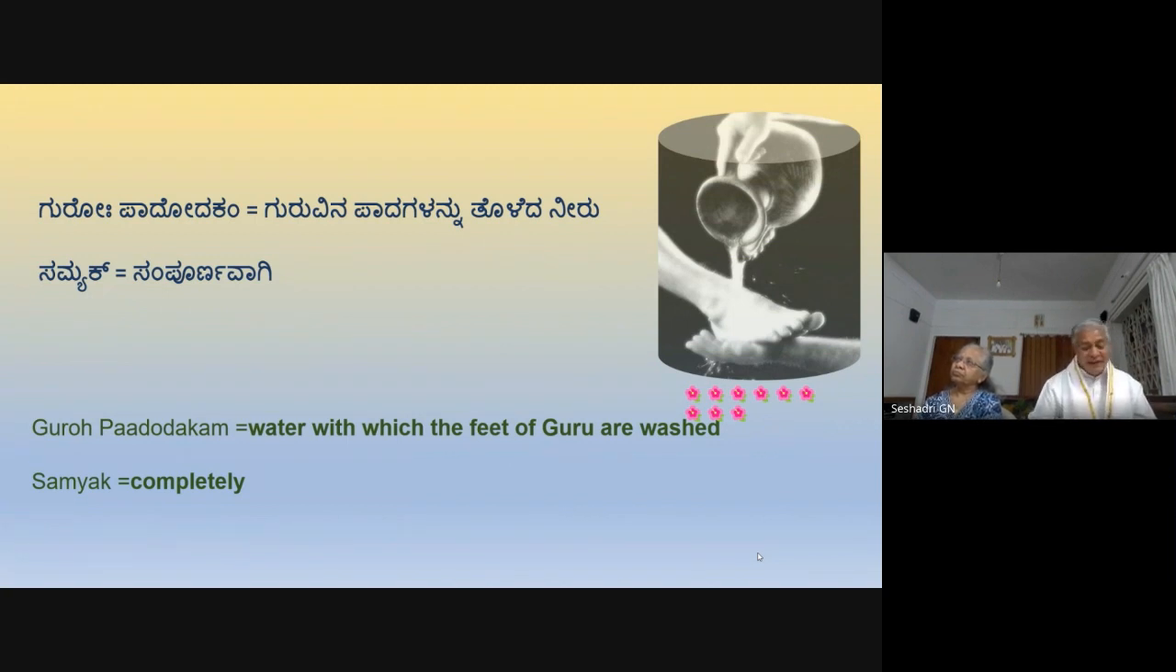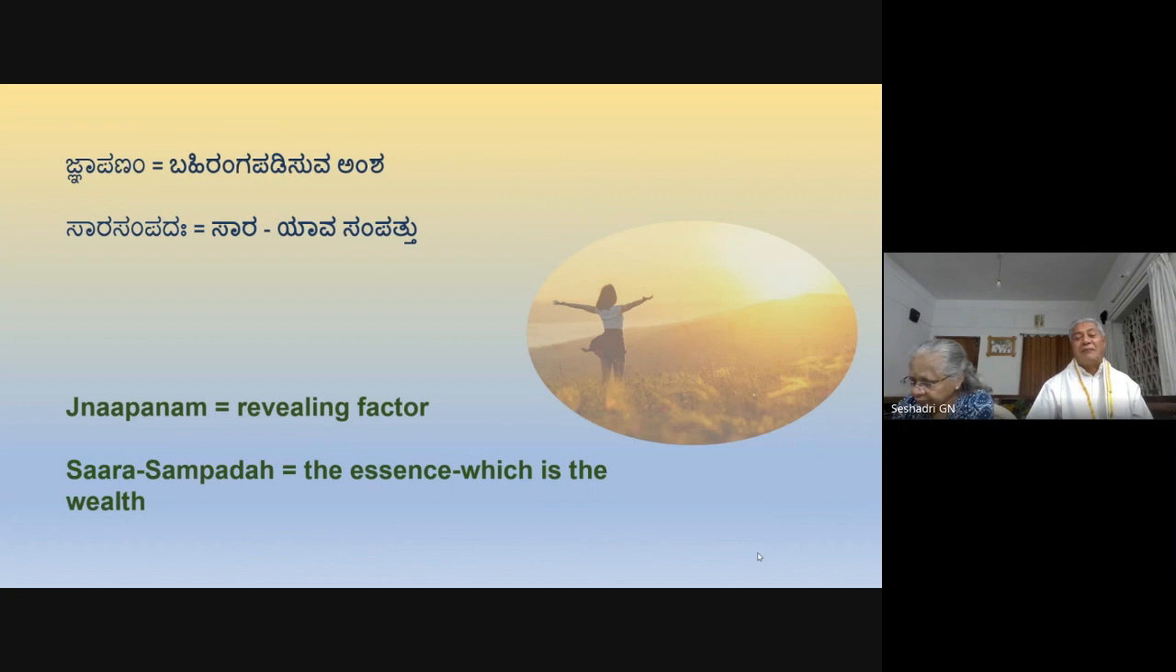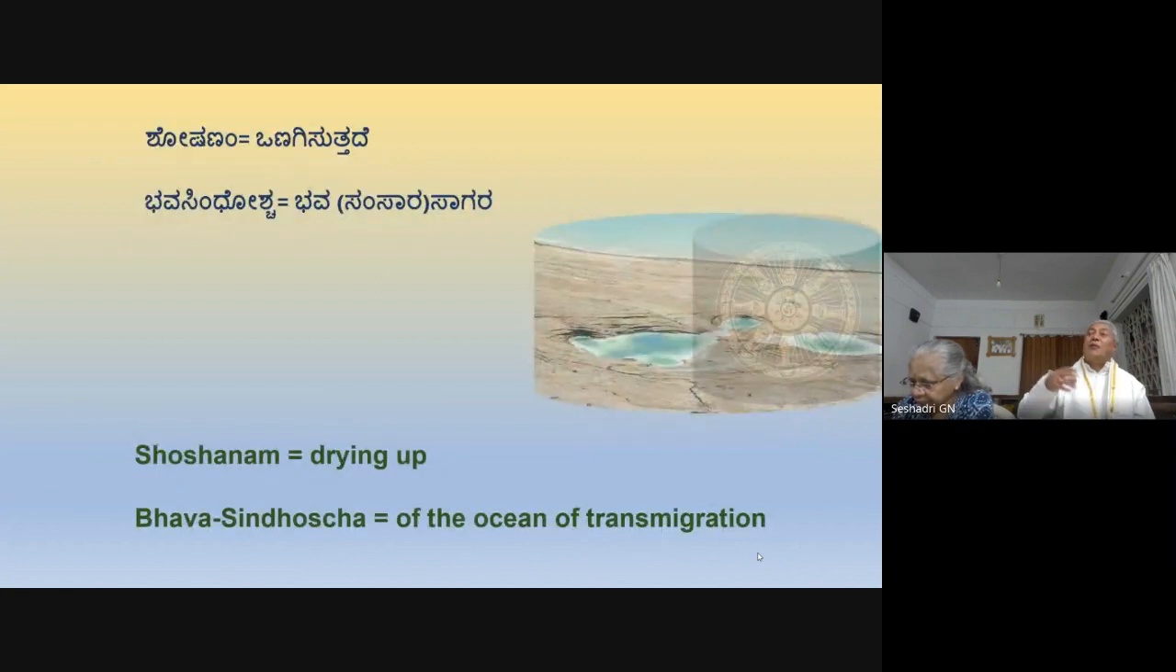So number one, let us see one by one. What is the first one? We said what? It will dry up the entire ocean. What is that ocean? Not this water. This is called Bhava Sindho. It is called a Samsara Sagara, our ocean of transmigration.